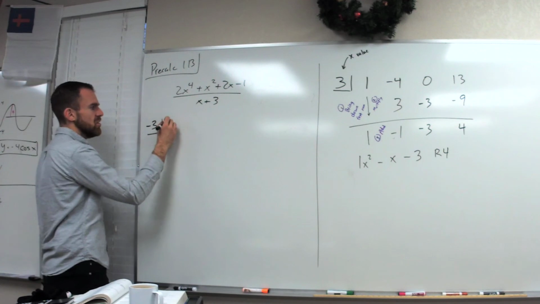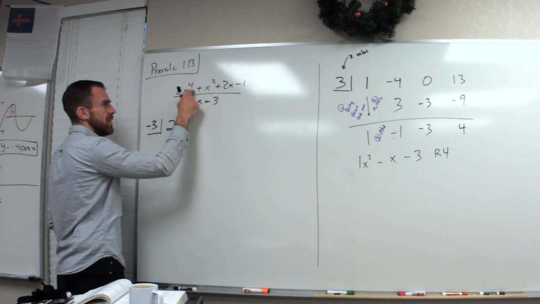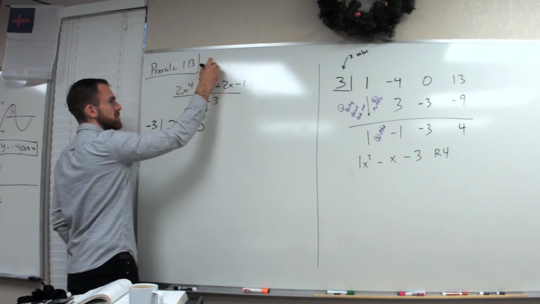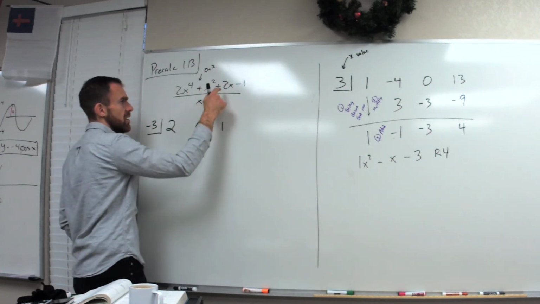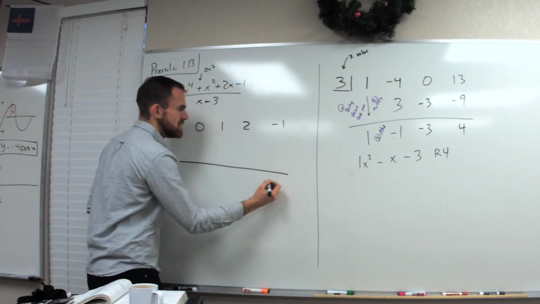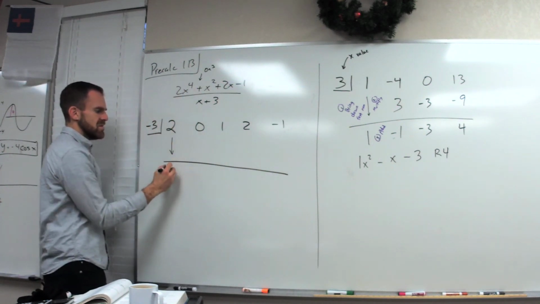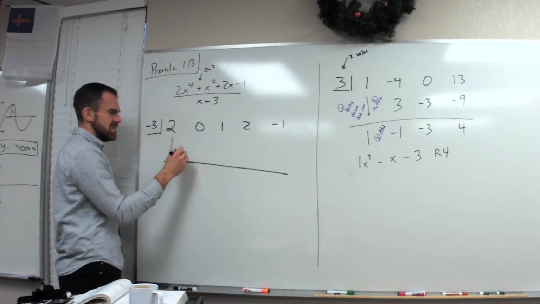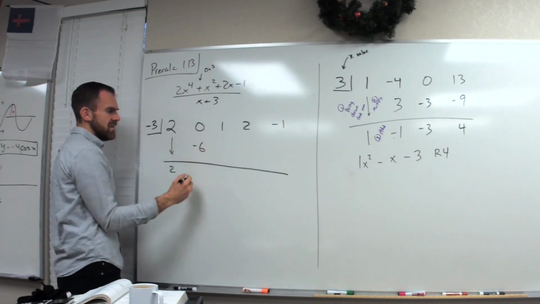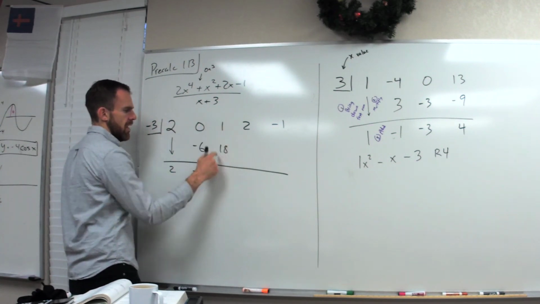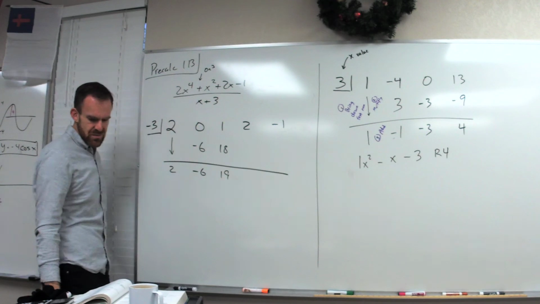Then, I'm going to write these coefficients. So, I have 2. My x cubed is 0. I have 1x squared. I have 2x minus 1. Okay, what's the first step? Bring down the first number. Then multiply. Negative 3 times 2 is negative 6. Add. Multiply. Add. I have to multiply 19 times negative 3.